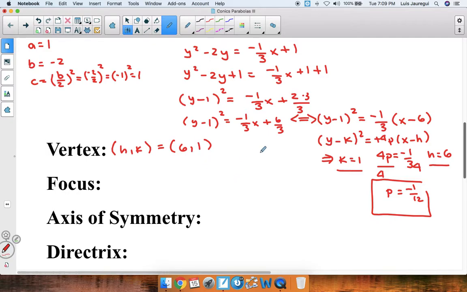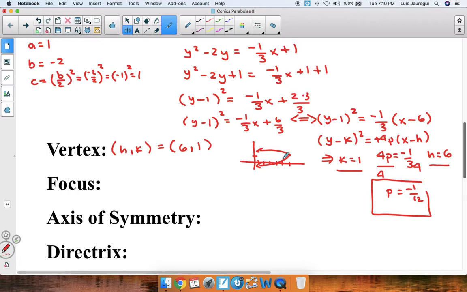Now, if we do a quick sketch, we can see the vertex will be (6, 1). So we have 1, 2, 3, 4, 5, 6, and then comma 1. So here is the vertex. And in this case, because we have a parabola of the form (y minus k) squared is equal to 4p times (x minus h), we know that this is going to be a parabola that opens to the right or to the left. But since p is negative, this parabola will open to the left. So we can say, okay, here's a quick sketch of the parabola.